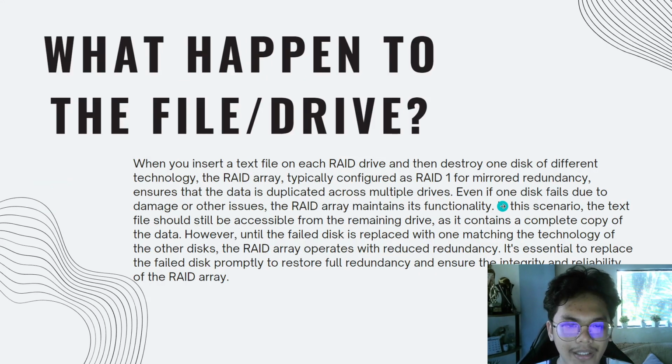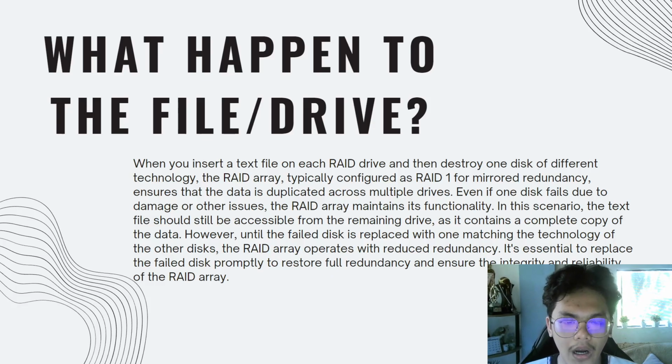So what will happen to the file and drive? When you insert a text file on each RAID drive and then destroy one disk, the RAID array, typically configured as RAID 1 for mirrored redundancy, ensures that the data is duplicated across multiple drives. Even if one disk fails due to damage or another issue, the RAID array maintains its functionality.